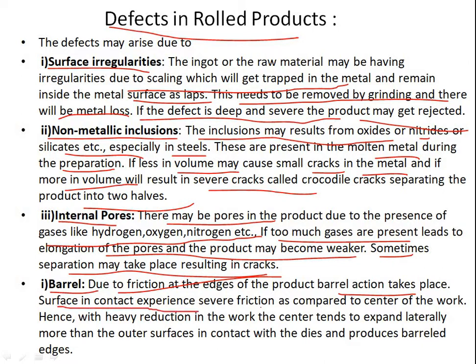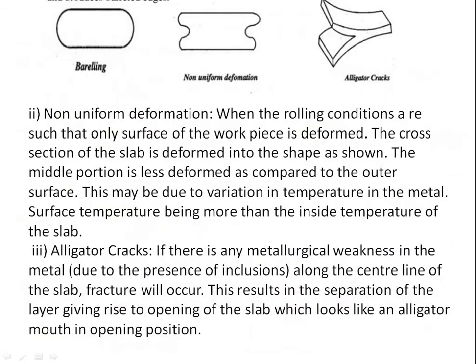Surface in contact experience severe friction as compared to the center of the work. Hence, with the heavy reduction in the work, the center tends to expand laterally more than the outer surfaces in contact with the dies, and this produces barreled edges. So barreled edges, you all can see this is a barreling. The product has been done barreling.